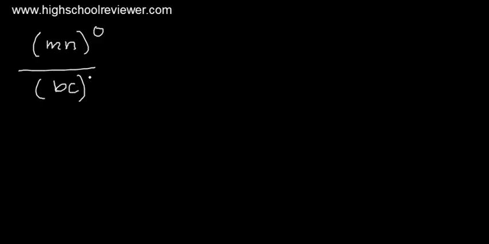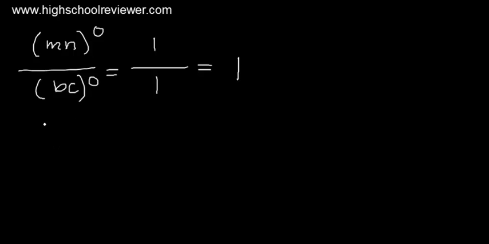We have here our next example. We have the quantity mn raised to 0 all over the quantity bc raised to 0. Any quantity raised to 0, the answer is 1. And again, any quantity raised to 0, the answer is 1. Therefore, our answer here is 1 divided by 1, that is 1.